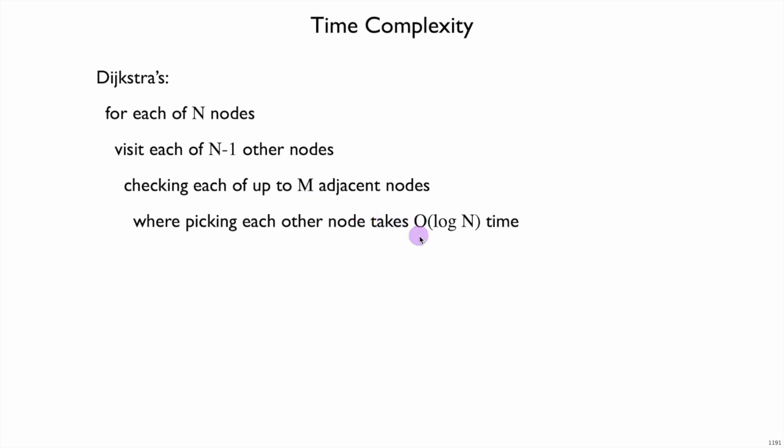And then we pick the smallest one to take the next step, the next one that will be turned dark blue. Technically, that takes log n time because we have to do some sort of search to find the smallest one. If you put all of this together, that means it's n times (n minus 1), which we can just consider n squared, times m times log n. That gives us the complexity for Dijkstra's.